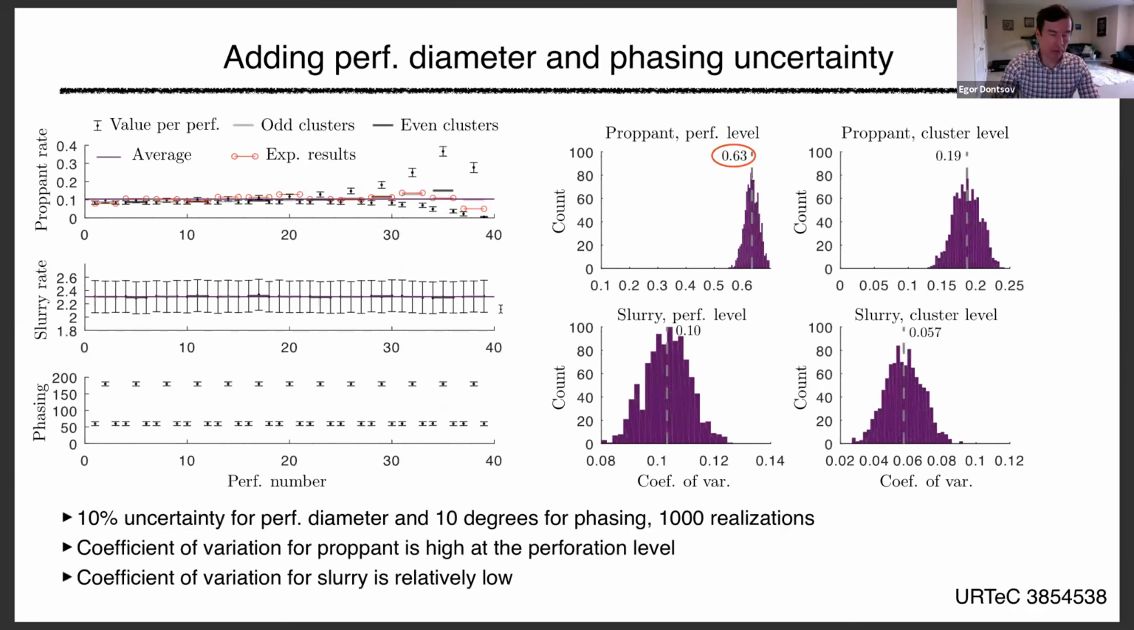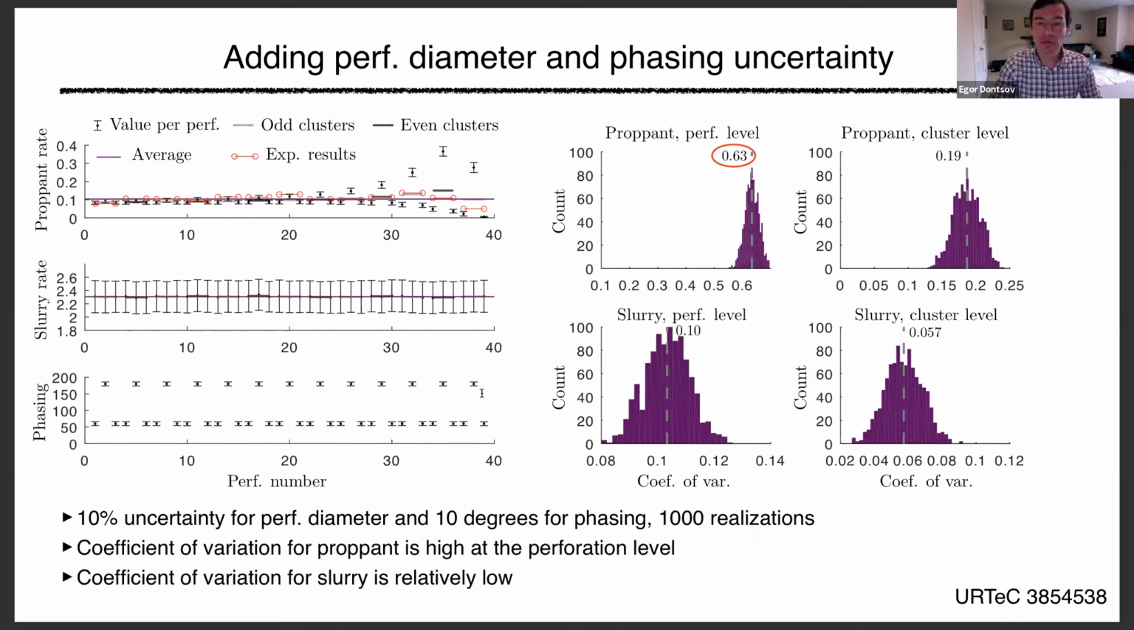Then we ask ourselves: we have some uncertainty in perforation diameter and in perforation phasing. We think we put it at 110 degrees, but maybe it's about 105. How is this going to affect the result? So we ran 1,000 realizations, because this is a very fast model and even 1,000 realizations run within a couple of seconds. We added 10% uncertainty to perforation diameter and 10 degrees uncertainty for phasing, so each perforation hole has an independent uncertainty of 10 degrees.